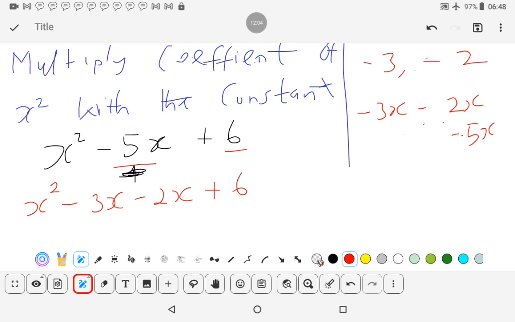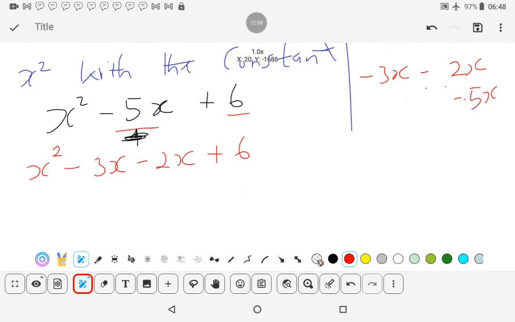So what is your next step? Because we are almost done now. Your next step now is to separate, because we now have four terms. We have x squared minus 3x minus 2x plus 6. So we now separate these particular terms. So we'll have it separated this way.